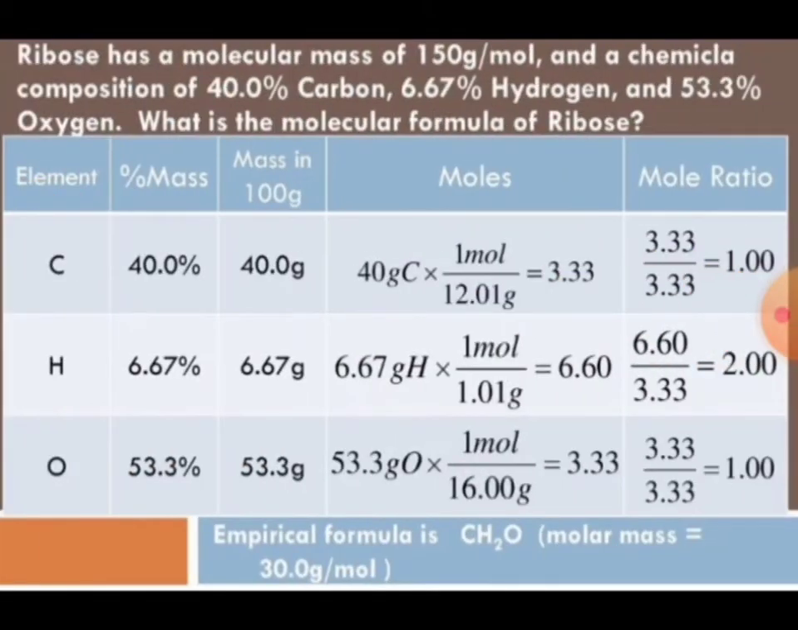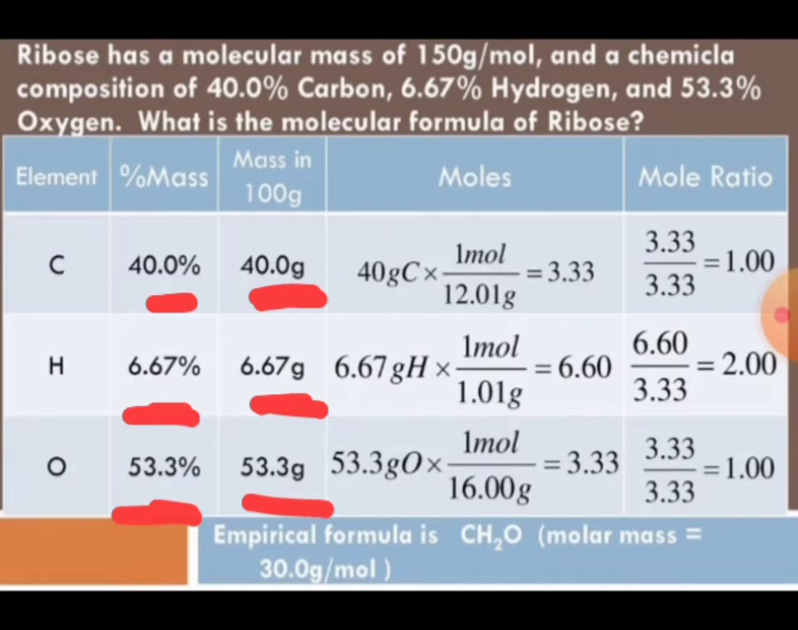Next, we will have one more question. Ribose has a molecular mass 150 grams per mole. Ribose का molecular mass है 150 ग्राम और उसके केमिकल कंपोजिशन में आता है कार्बन का 40%, हाइड्रोजन 6.67% and oxygen 53.3%. Now first step what we need to do children, percentage we have to convert into grams, percentage we have to convert into mass.